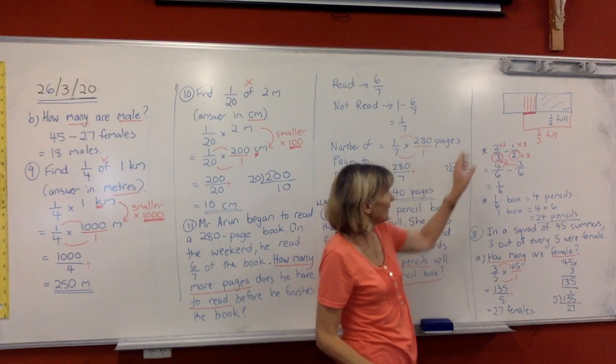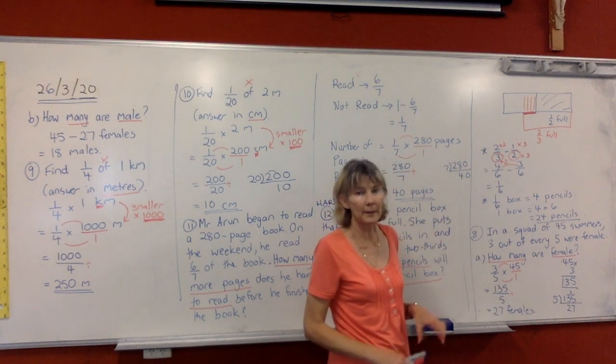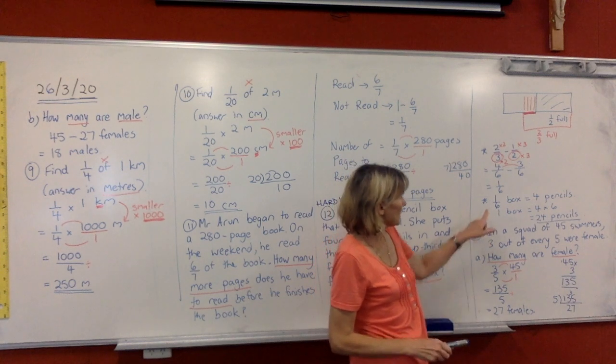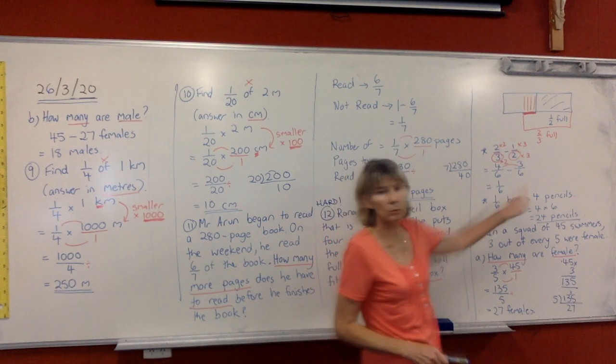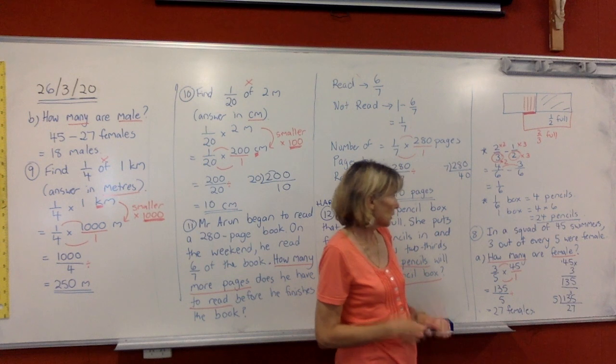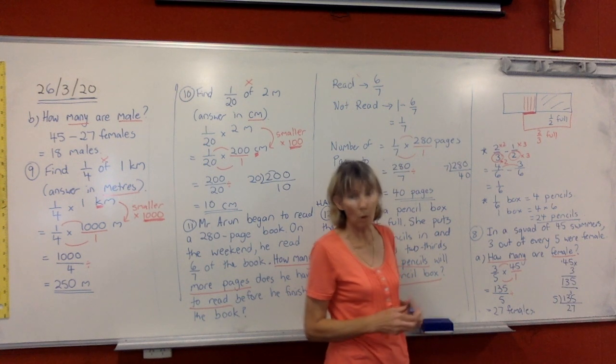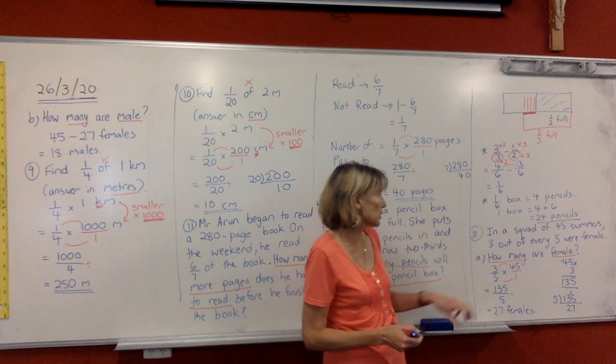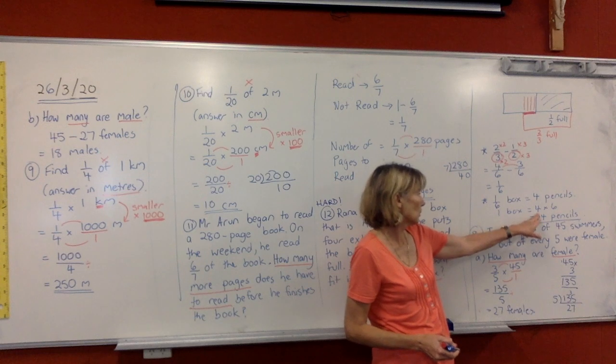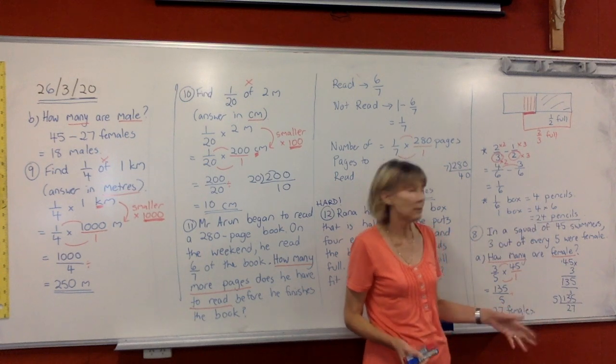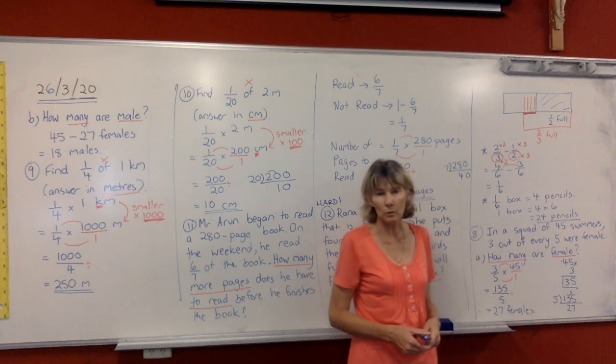And in that section, you know you have 4 pencils there. So 1/6 of the box equals 4 pencils. So what we want to know is what one whole box holds. So you'll just get those 4 pencils and times by 6 to get 24 pencils for the whole box.